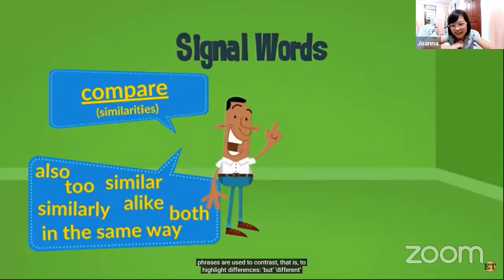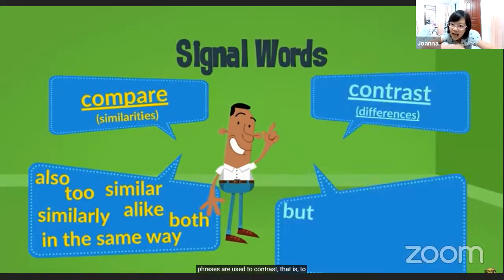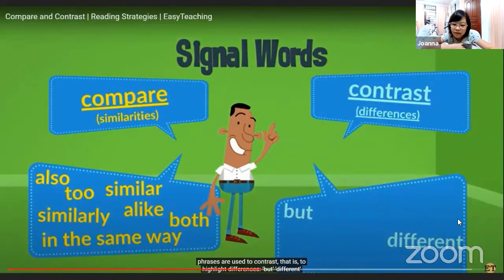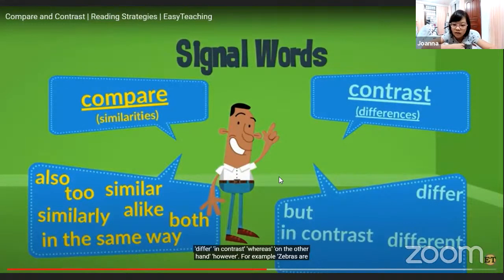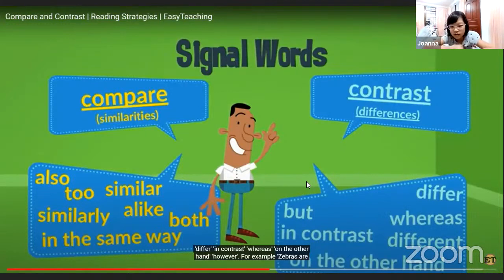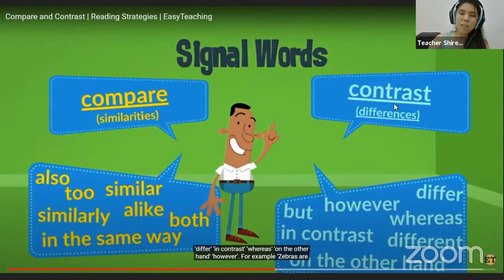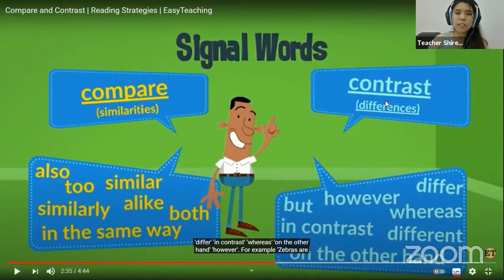These words or phrases are used to contrast, that is, to highlight differences: but, different, differ, in contrast, whereas, on the other hand, however. So when they want to say something different, it's like, she is clever but naughty. Okay, so but is like different.